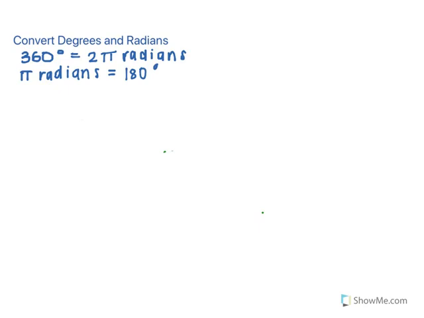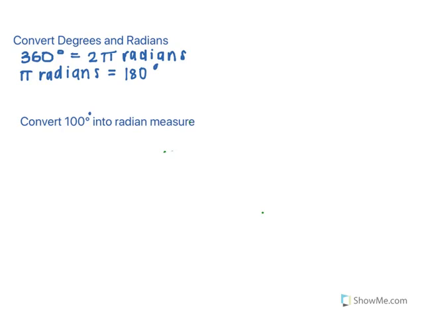Now, instead, let's try converting degrees into radians. So, the general formula for converting from degrees to radians is to just multiply the number of degrees by pi over 180, which is the reciprocal of what we multiplied radians by to get degrees.